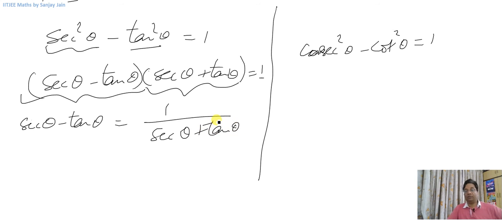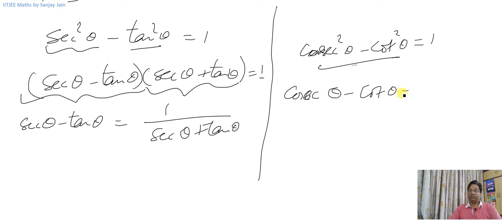When I say can always be written as, I mean at those values of theta at which this is valid, right? This identity should be valid first of all. So we will always exclude those values where the denominator becomes 0. And similarly in this case, cosecant theta minus cot theta is equal to 1 by cosecant theta plus cot theta.